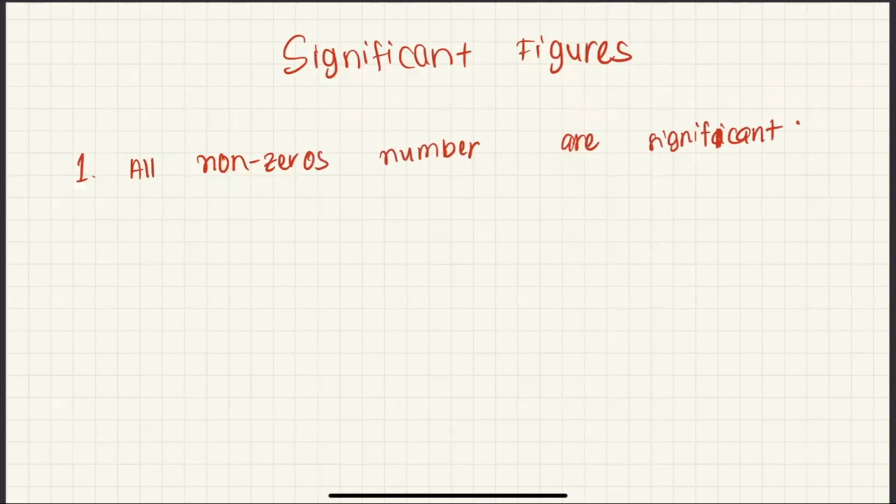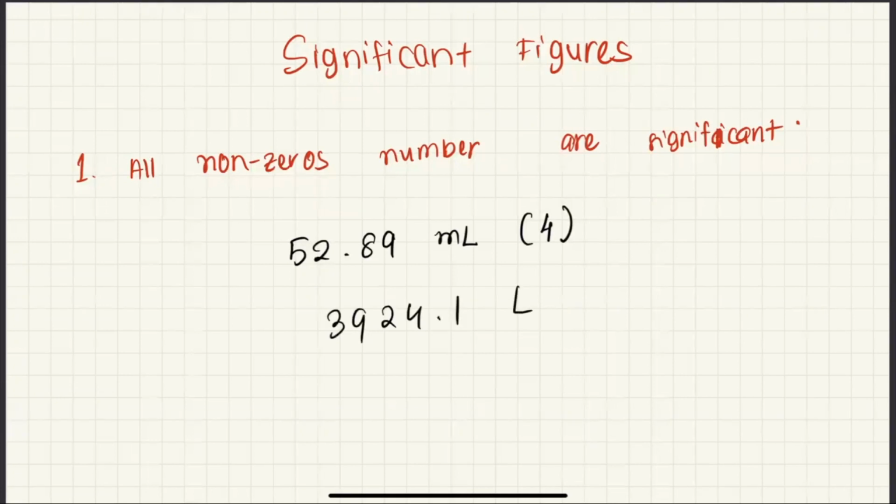Let's say we have 52.989 milliliter. Now, how many significant figures can we see here? We have 1, 2, 3, 4. So we can see 4 significant figures. Similarly, let's say we have 3924.1, let's just say liter. How many significant figures do we see? 1, 2, 3, 4, 5. So 5 significant figures.